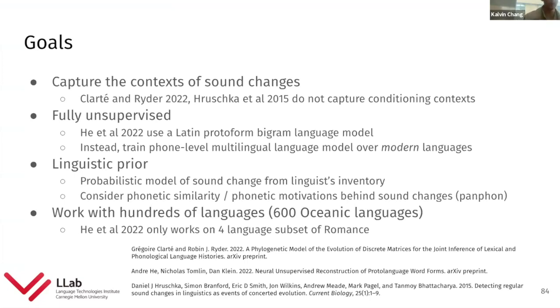We also want to insert linguistic priors. So we want to incorporate the typological prior from our SIGMORPHON work, as well as the phonological prior that captures the phonetic similarity between different phones. And we want to take that into account when we're proposing new sound changes. And finally, we want to be ambitious and work with hundreds of languages, 600 in the case of Oceanic. Now, He et al. 2022, the work I just mentioned, currently only works on a 4-language subset of Romance.